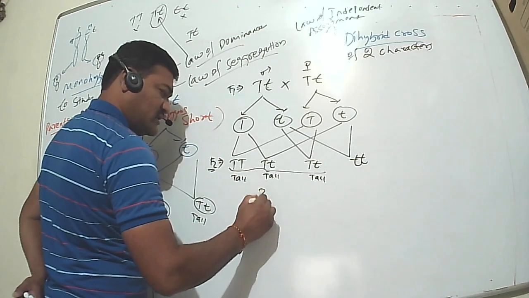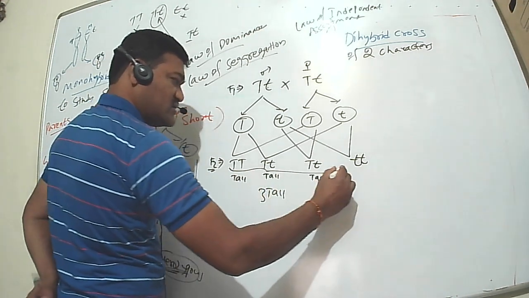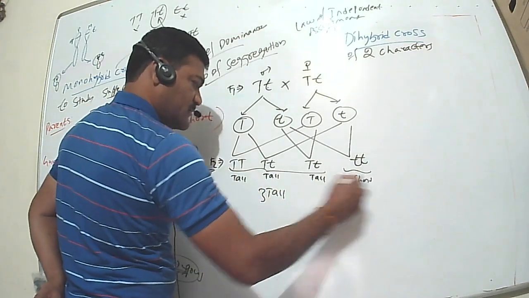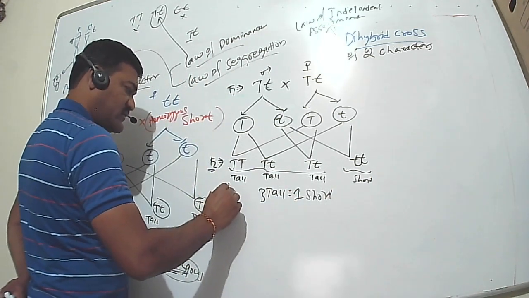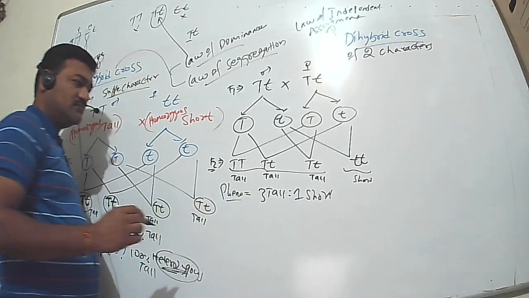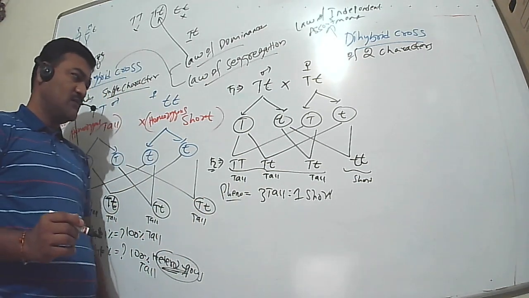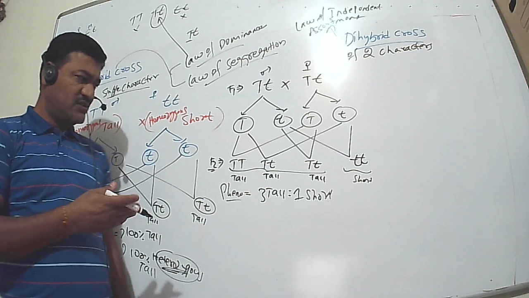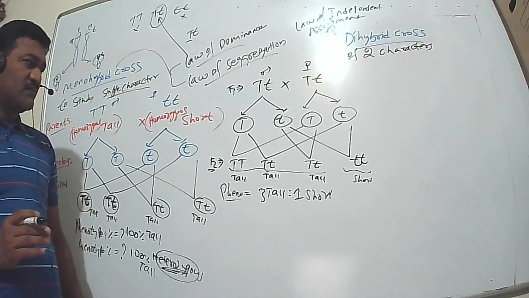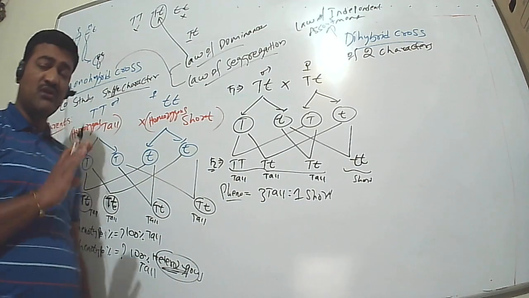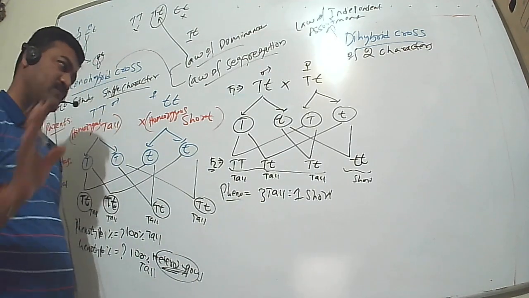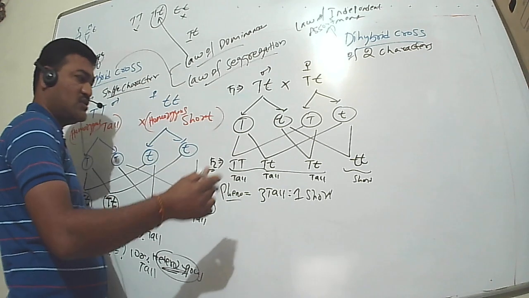So I get 3 tall is to one short plant. This is called the phenotype ratio. Tall is to short is 3 is to 1, or simply 3 tall is to 1 short. That is phenotype. Just how many tall, how many short. Don't bring the question of homozygous, heterozygous condition here. Just tall and short. 3 is to 1 ratio.